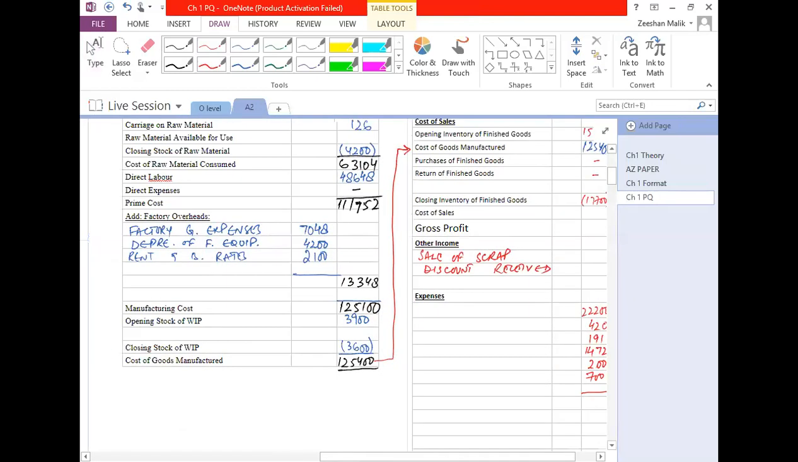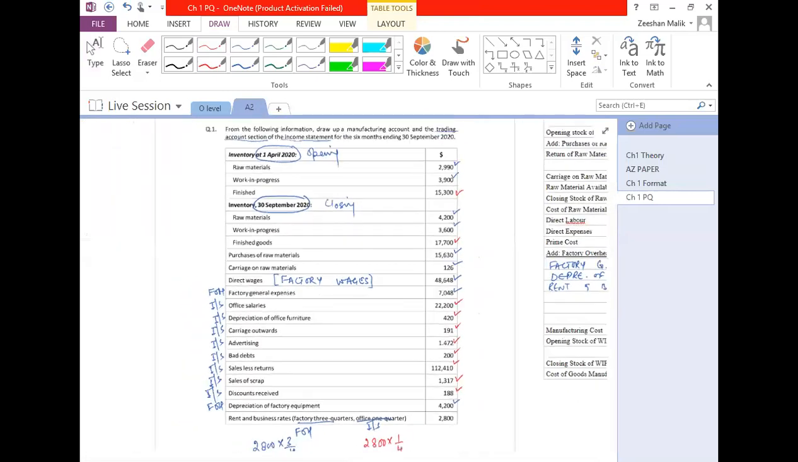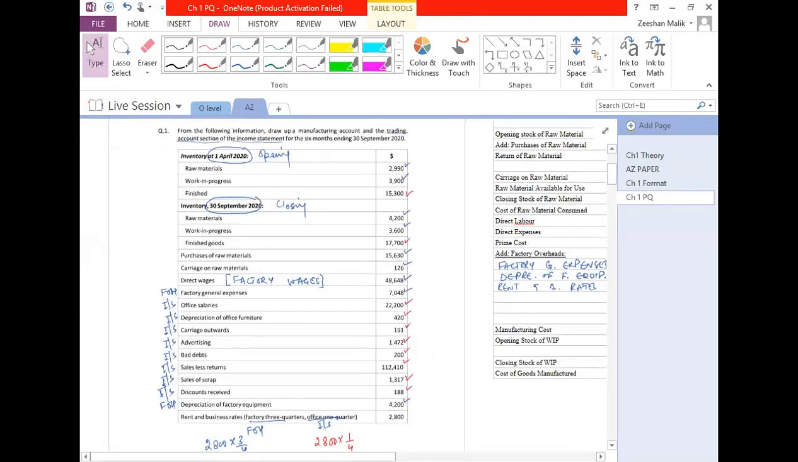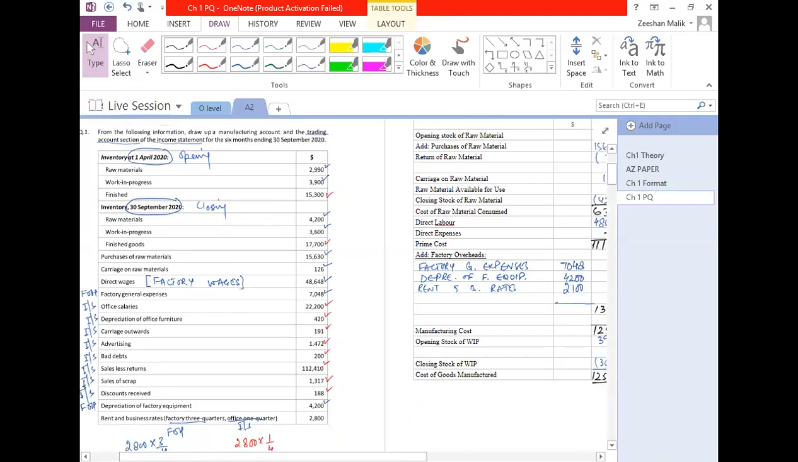This was our first question. I hope you understand the idea. Some expenses belong to production, some items belong to admin and selling. So only production expenses are to be considered here, whereas admin and selling expenses are transferred to income statement.